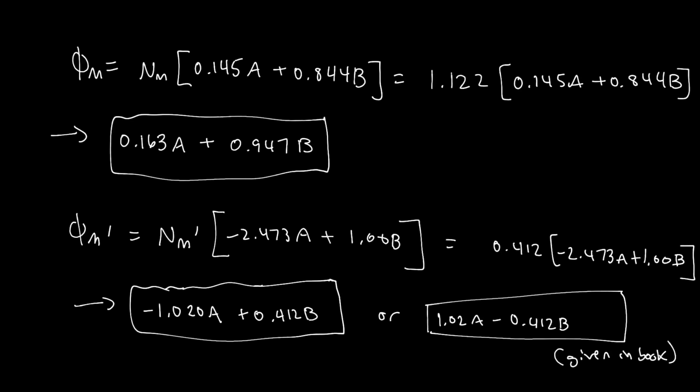After we plug in the normalization constants and multiply them by the values of the molecular orbitals, we get phi m equals 0.163a plus 0.947b, and phi m prime, which is orthogonal to phi m, equal to negative 1.02a plus 0.412b, or the book gave 1.02a minus 0.412b. In this case, it doesn't really matter because both of those are orthogonal to phi m.